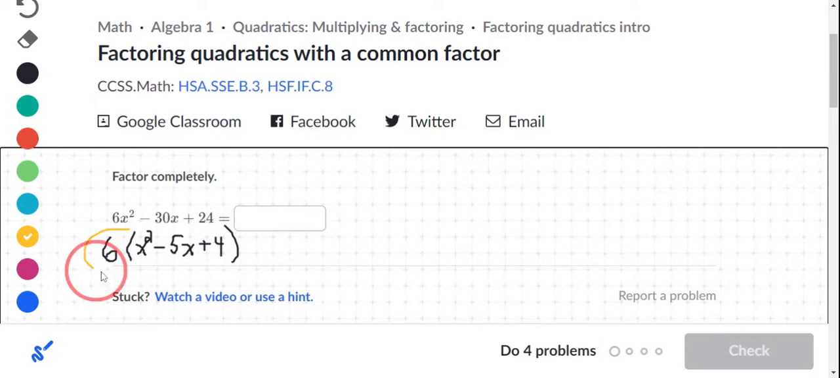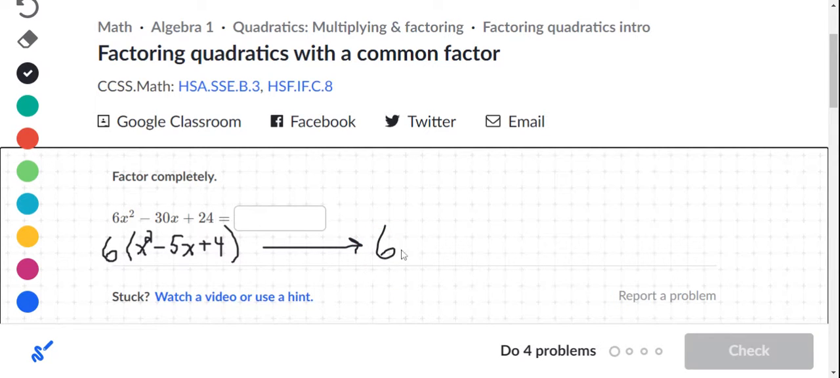This is the exact same thing. It's like we undistributed, right? We went backwards from the distributive property. We could always check to see if we're right by multiplying it back through and double check that we did things correctly. All right, the next step is to then take what is left in the parentheses.